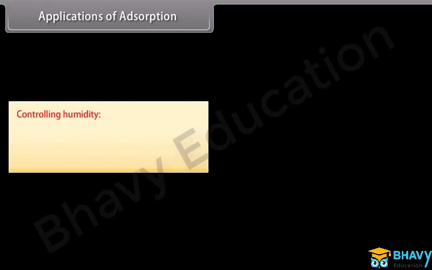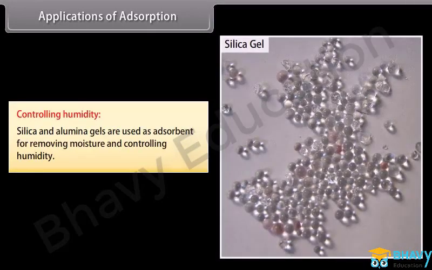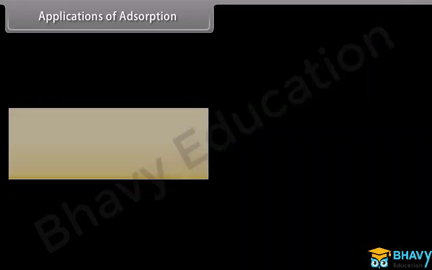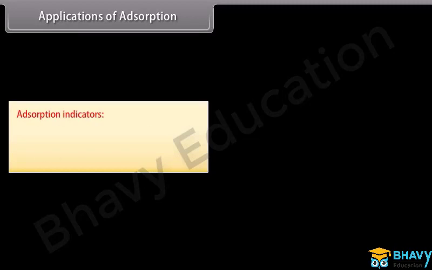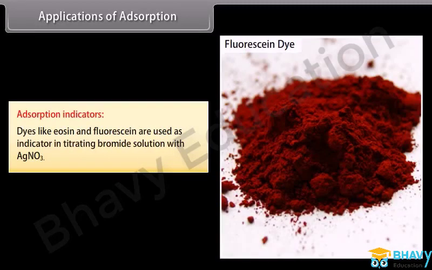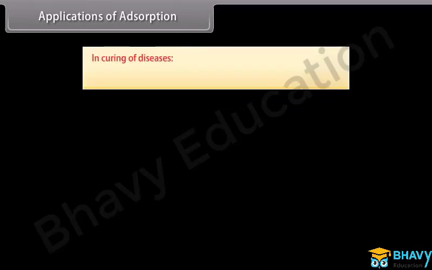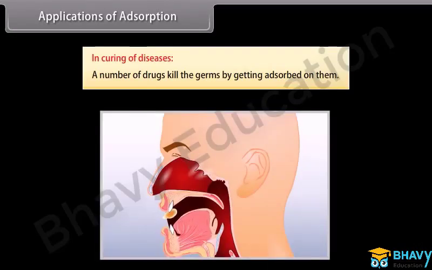Controlling humidity. Silica and alumina gels are used as adsorbents for removing moisture and controlling humidity. Adsorption indicators. Dyes like eosin and fluorescein are used as indicators in titrating bromide solution with AgNO3, as the precipitate of silver halide has the property of adsorbing these dyes, thereby producing characteristic deep colors at the end point in the titration. In curing of diseases, a number of drugs kill the germs by getting adsorbed on them.